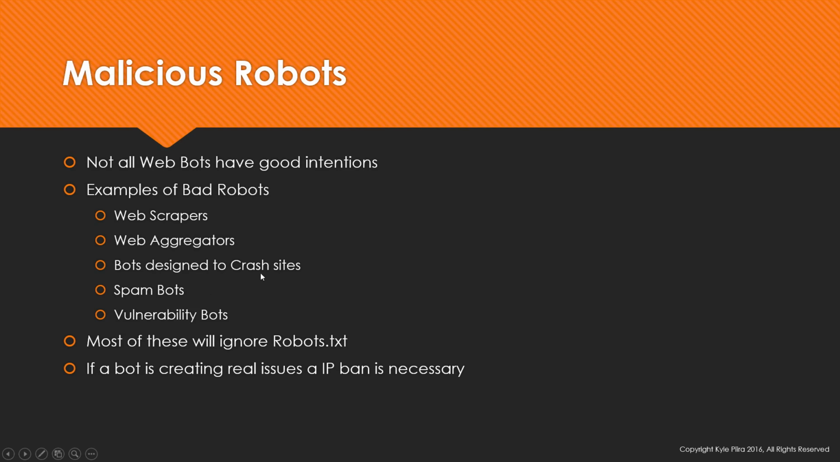Also, most of these are going to ignore the robots.txt because they just don't care at all. And if a bot happens to be creating real issues for you, just IP ban them. Simple as that. I think it's pretty easy to do nowadays in Apache and probably a number of other web server environments. So just ban the IP. Chances are they won't consider you a big enough target to get a new IP.